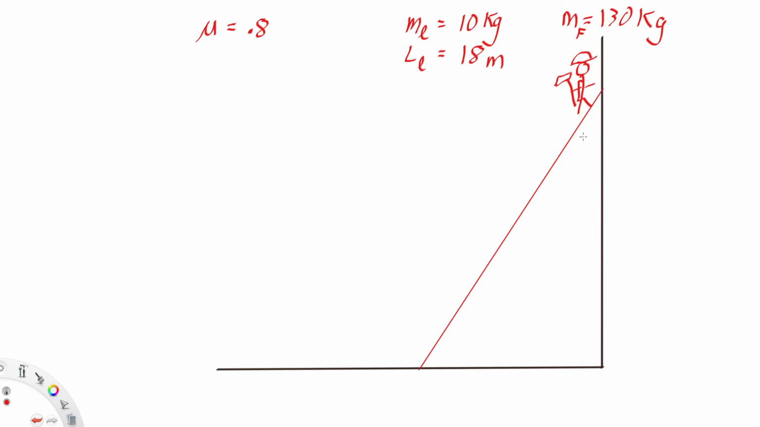So my question then is, what is the maximum angle that we can get here before, or sorry, I guess I should say minimum angle. What's the minimum angle between the ladder and the street that we can get before the ladder is just going to start sliding? Right? To get a stable ladder, what angle do we need to prop it up at?